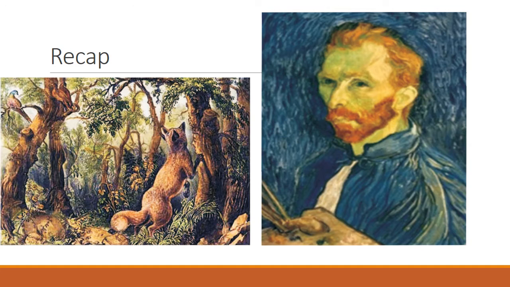Activity 1 was about the puzzled fox. We studied the famous art print by Currier and Ives and then we found out various things which we can name from the picture. Activity 2 was about Vincent van Gogh.